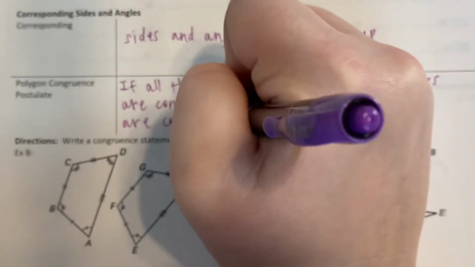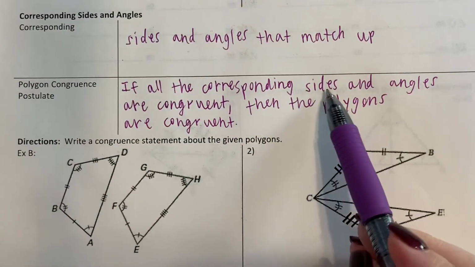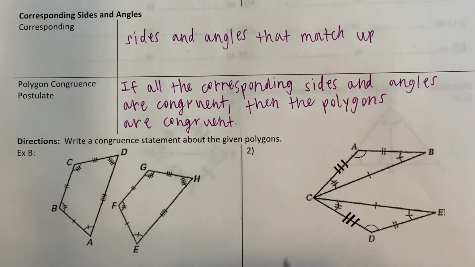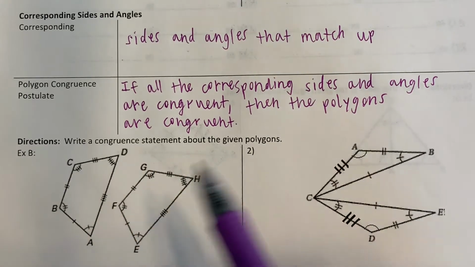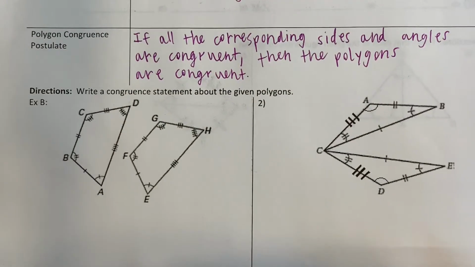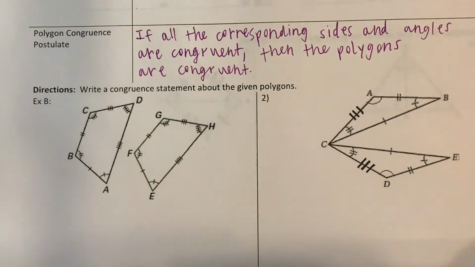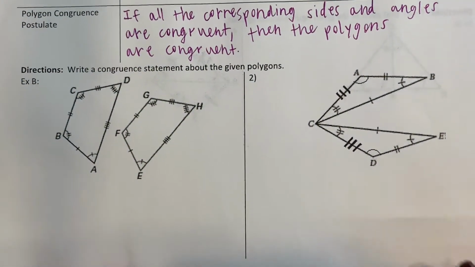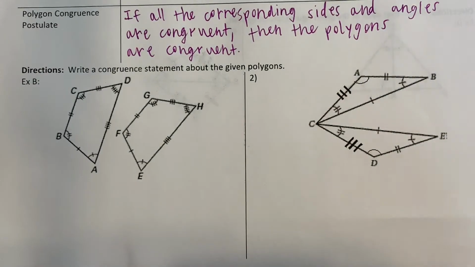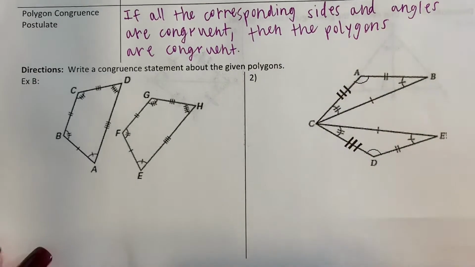So first you have to be able to prove that the corresponding sides and angles are congruent, or that the sides and angles match up, and then you can prove that the polygons are congruent. So example B, we are asked to write a congruent statement about the given polygons, and we have 2 polygons here. And before we are going to be able to write our congruent statement, we have to first be able to prove that the sides and angles do indeed match up.